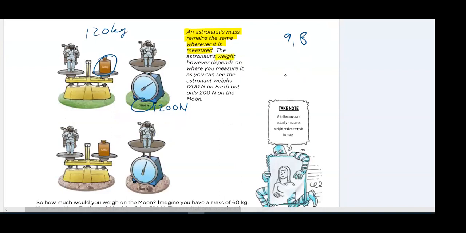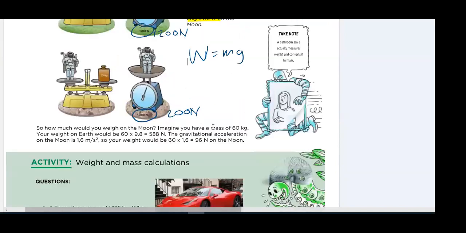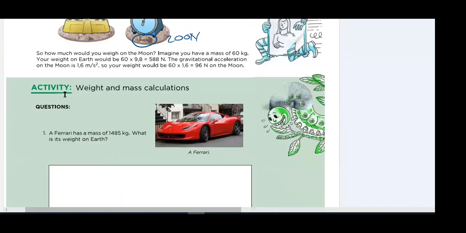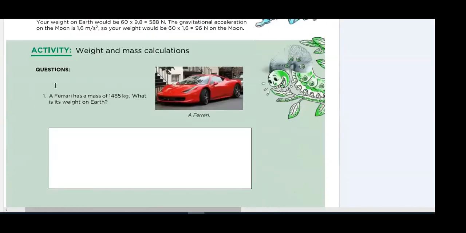Remember, weight is a force. Mass is just the amount of matter. So on Earth it will be 1,200 newtons, but on the moon it will only be 200 newtons, because the value of g on the moon is very small compared to the Earth. So capital W is m times g. So here are a few examples. I'm going to do some of them, and the rest you will do on your own.